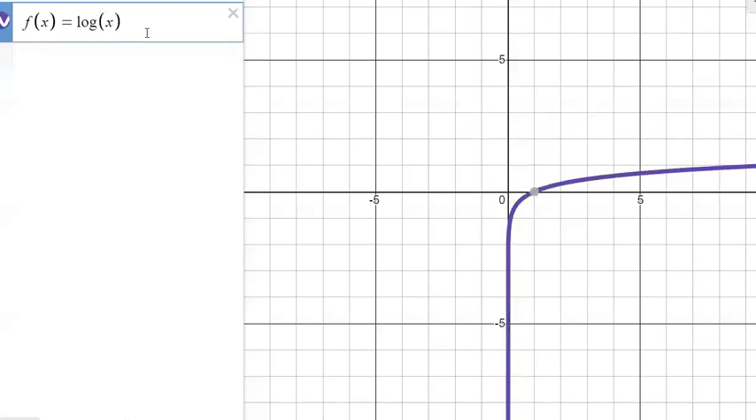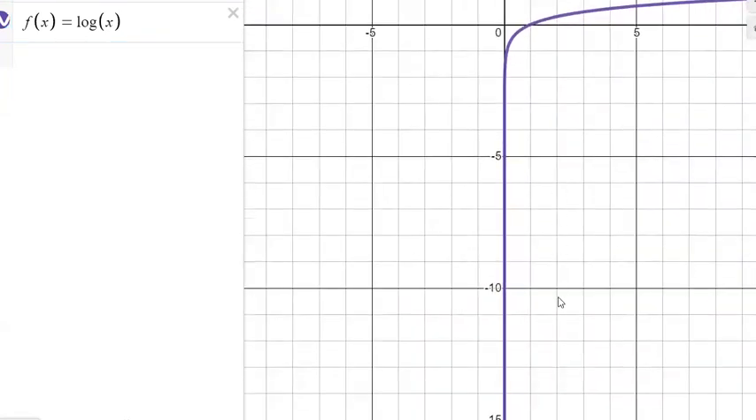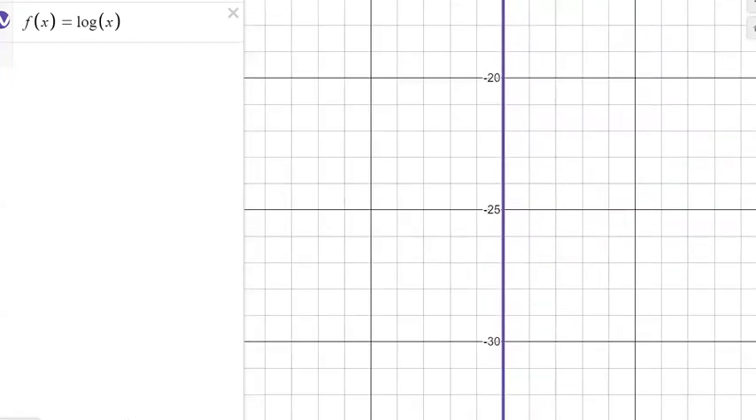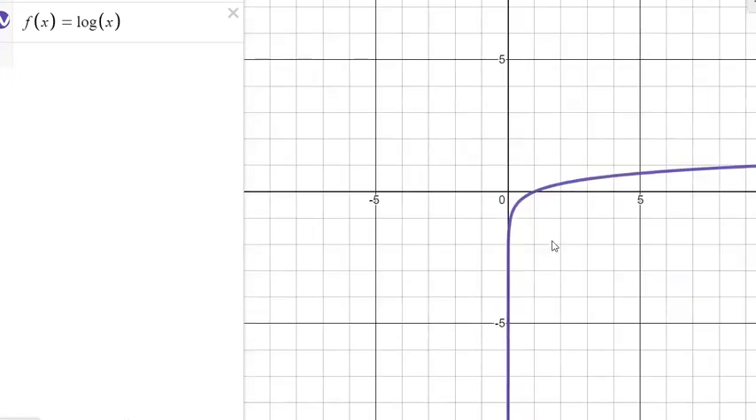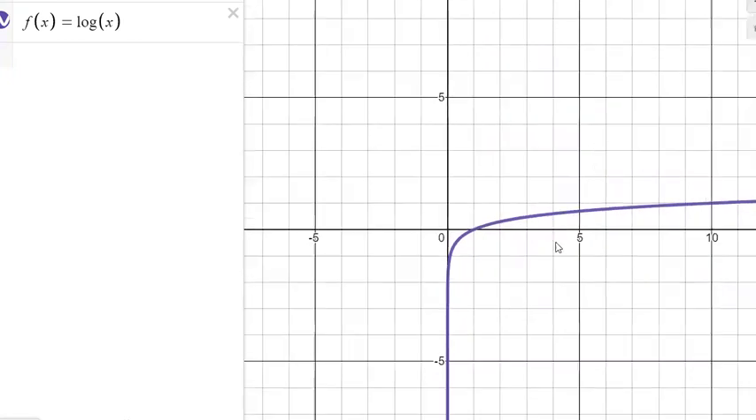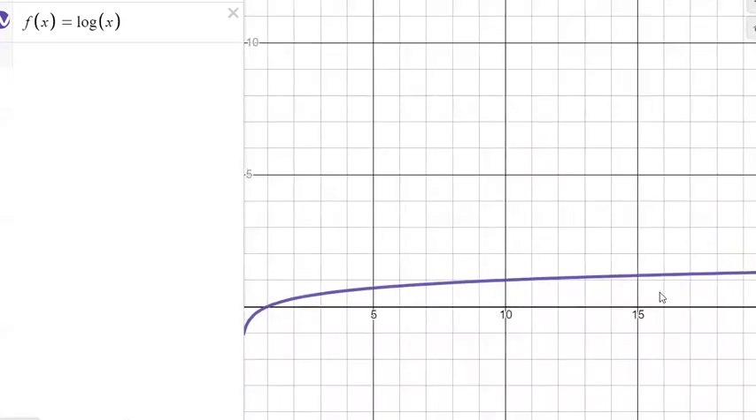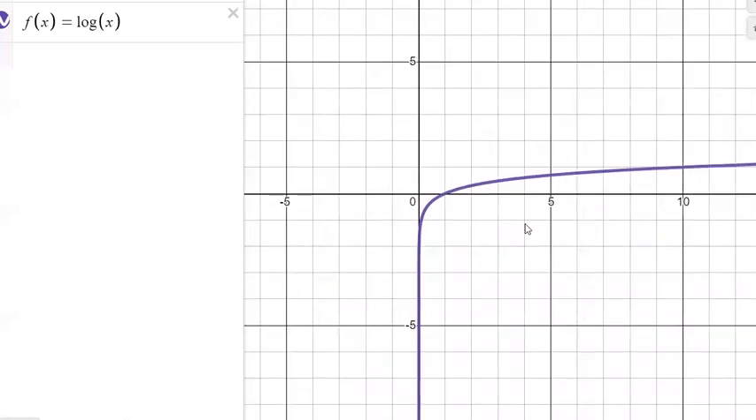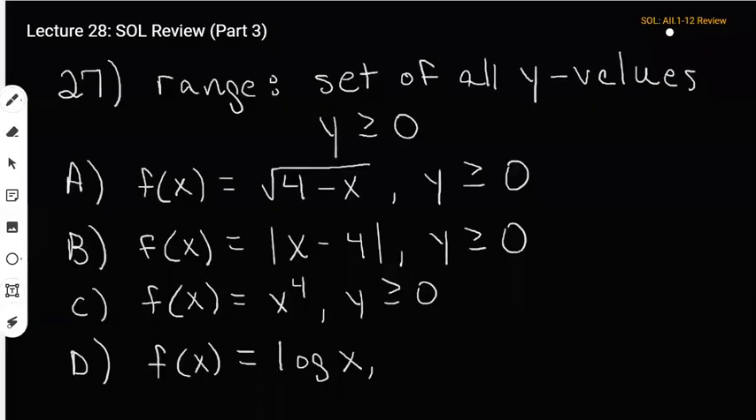Log of x. What is the range of this function? Well, where do the y values start and where do they end? The y values are starting at -infinity if you go all the way down. And then where do they end up at? Well, if you follow this function, they're just going to keep on going up as you go to the right. So the range of this function is going to be all real numbers.